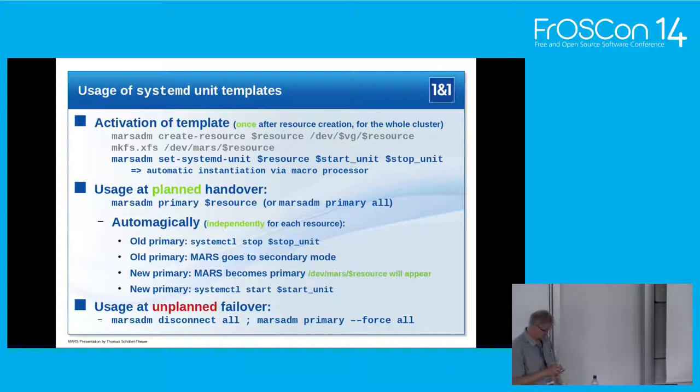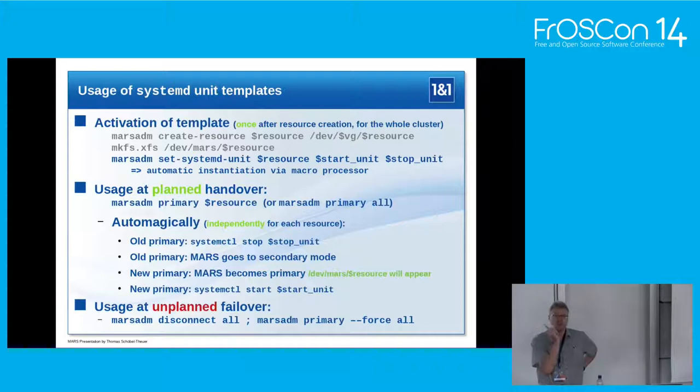That's the basic idea behind my presentation. An important point is that Mars and also DRBD are in reality discriminating two scenarios. The one is the planned handover, and the other one is the unplanned failover, where something is breaking down. In the planned case, you want to ordinarily stop here at the old primary site.